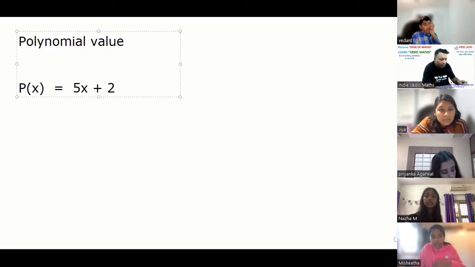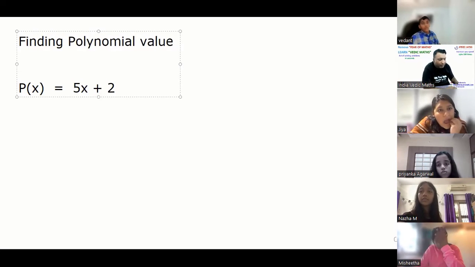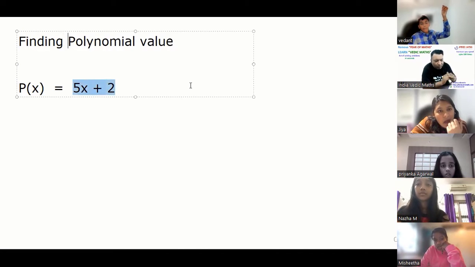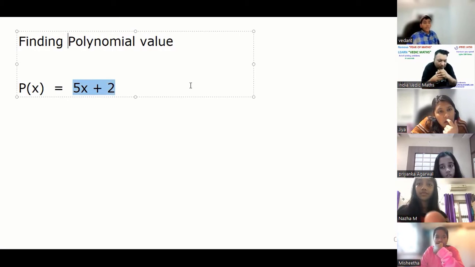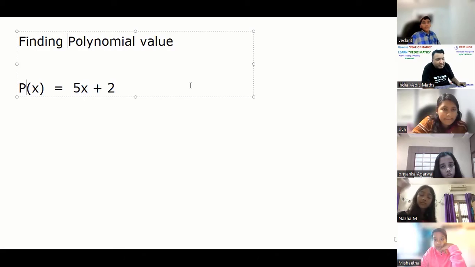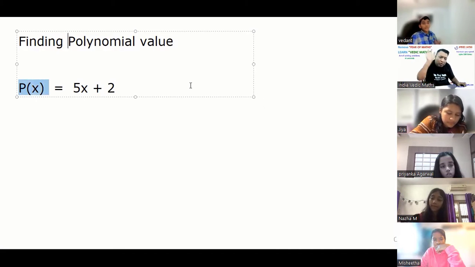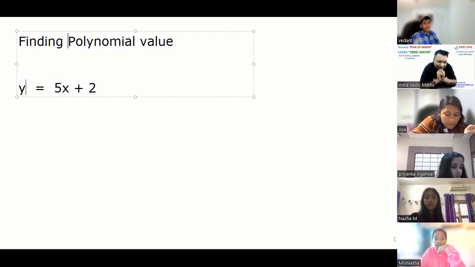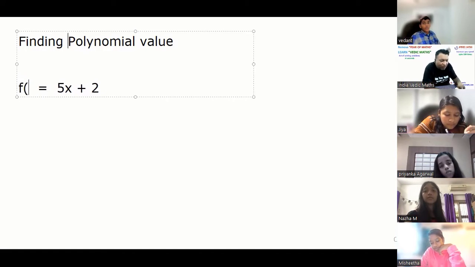Why? Why is it not a polynomial? Tell me. Yes, Vedant. It is a polynomial. Yes, Nidita, what is the P and the x? That's a good question. It is just a symbol or nomenclature. P of x means P is a function of x. You will learn in grade 9 or 10, maybe 10, what functions are. Just the symbol. I can also say y equal. You can also say f of x.